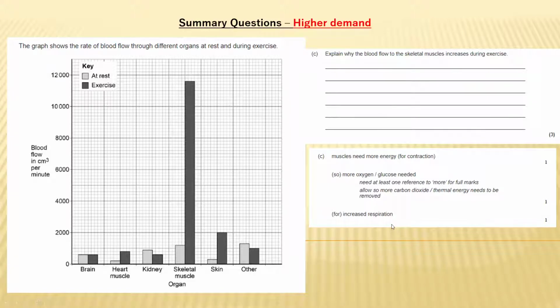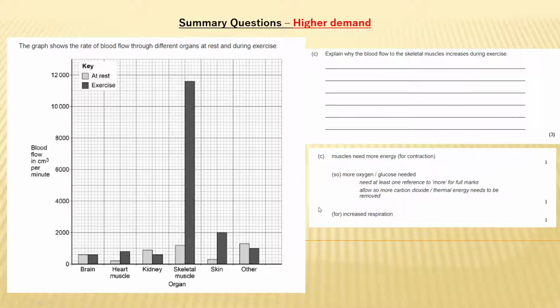So increased respiration. This word increased is very important, as if you just say respiration, you're kind of implying in your answer that we don't respire when we're resting. We certainly do respire at all stages throughout the day. It's just when you're exercising, you're respiring at a much higher rate.